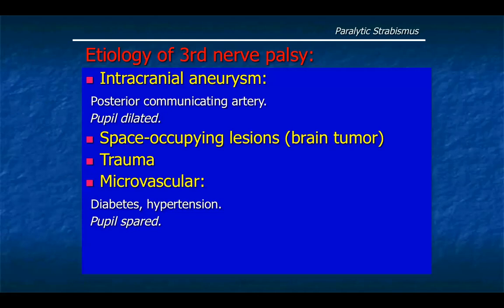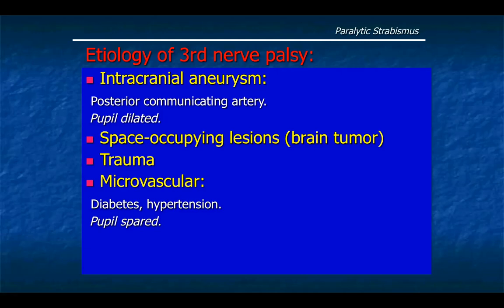Etiology of third nerve palsy. The most common cause is an intracranial aneurysm of the posterior communicating artery, and in this case the pupil is dilated because the pupillary fibers lie at the outer part of the third cranial nerve. So if an aneurysm compresses the nerve, the pupillary fibers will be affected early and the pupil will be dilated.